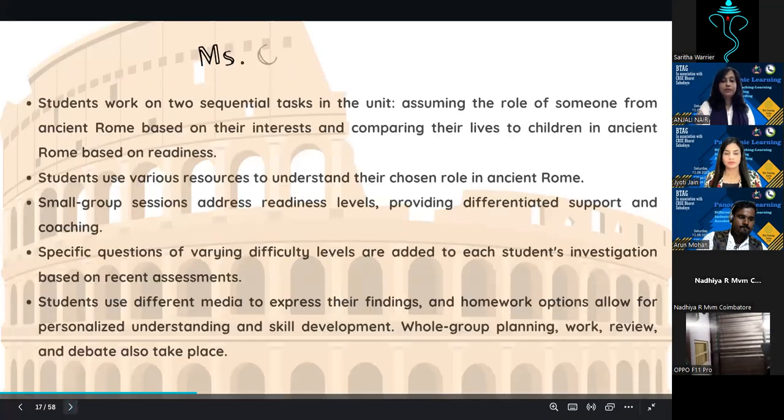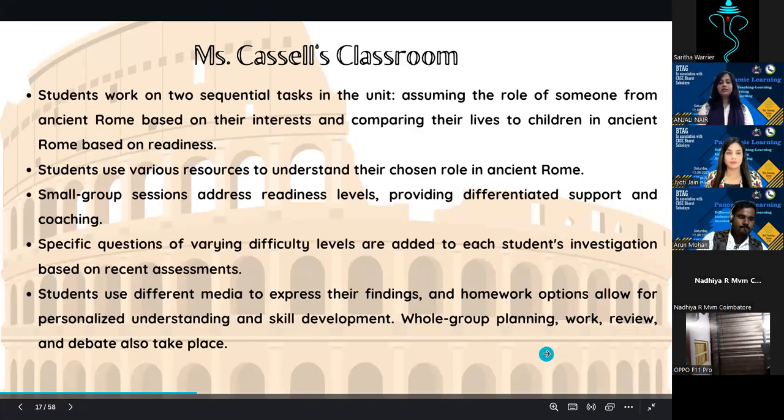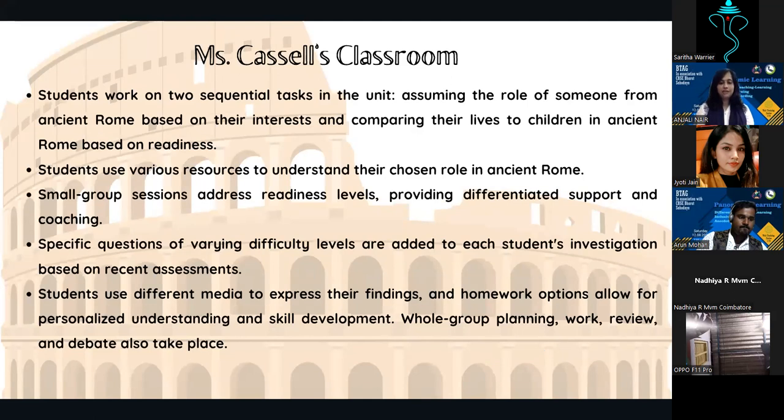Classroom number 3, Miss Castle's classroom. Students work on 2 sequential tasks in the unit, assuming the role of someone from ancient Rome based on their interests and comparing their lives to children in ancient Rome based on readiness. Students use various resources to understand their chosen role in ancient Rome.